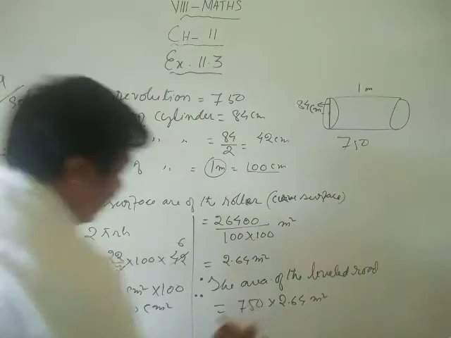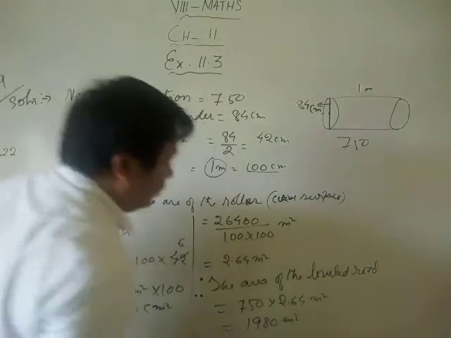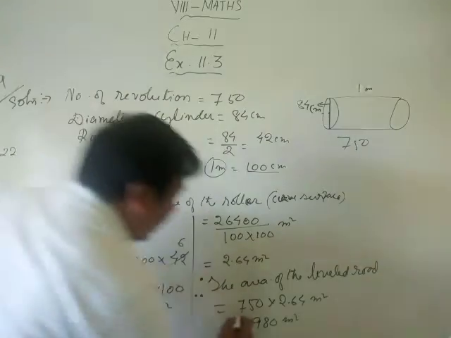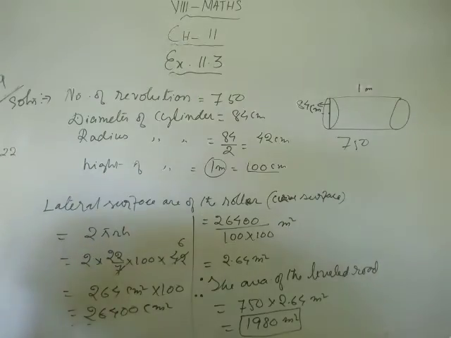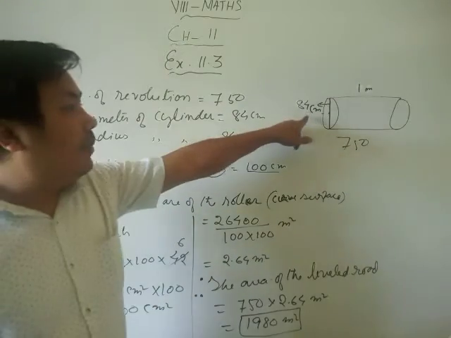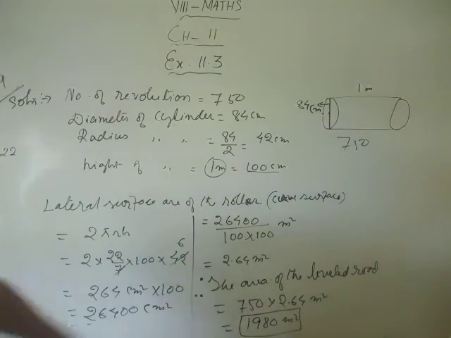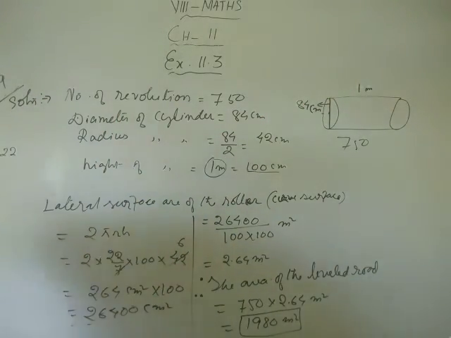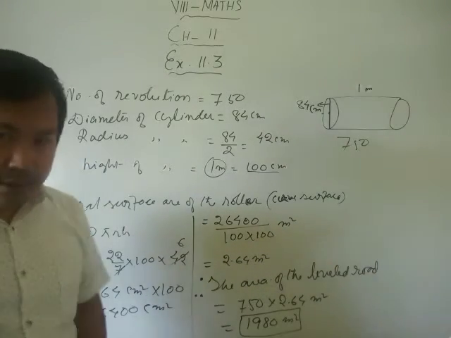So if you multiply this, then we will get 1980 meters square. This is the total area of the ground leveled by this roller with a diameter of 84 centimeter and the width of 1. That's all. Okay, clear? Just note this down. If you have any difficulties to understand, please kindly ask.